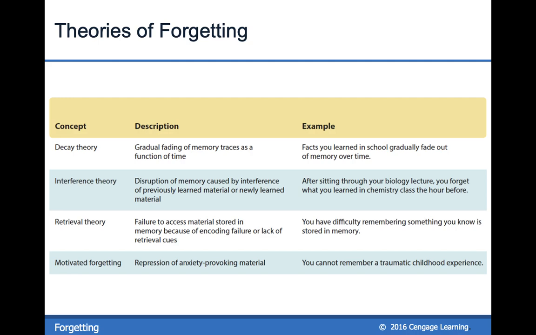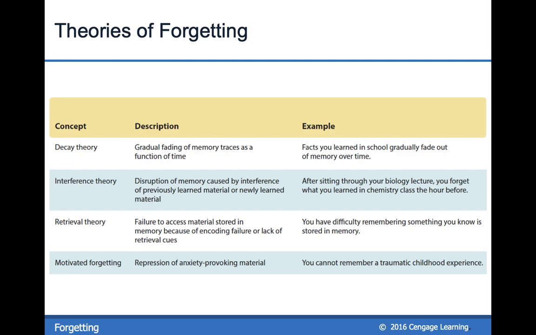So some theories about why we forget and how we forget are on this chart here. So we have first the decay theory. This says that there's a gradual fading of memory traces as a function of time. So anything that you learned in school will gradually fade out of your memory over time, especially if you're not using that information. We also have interference theory. This is a disruption of memory caused by interference of previously learned material or newly learned material.